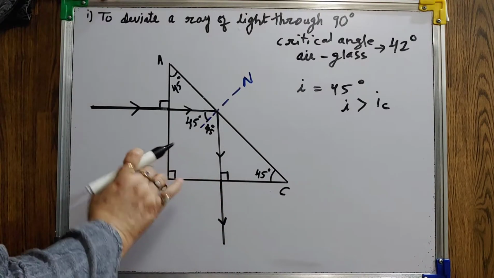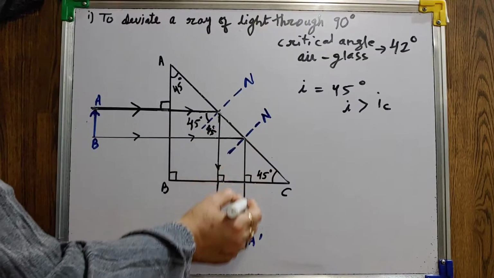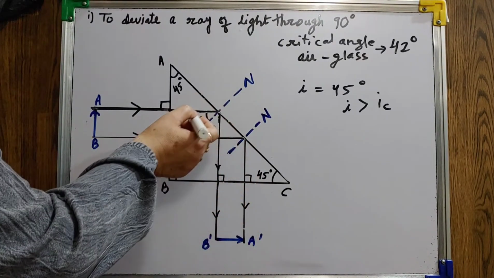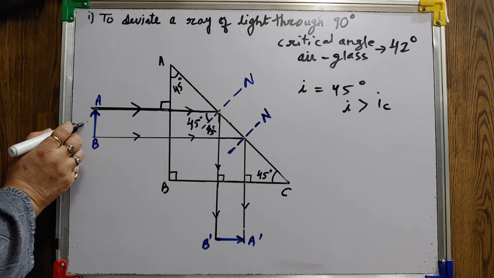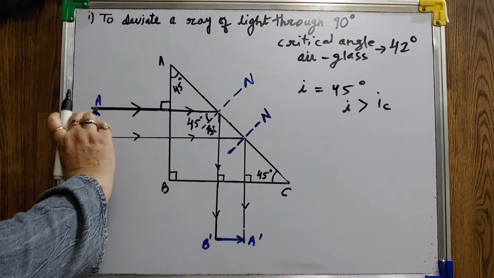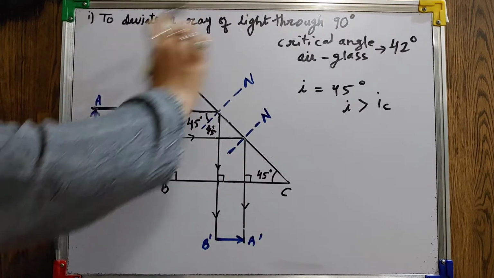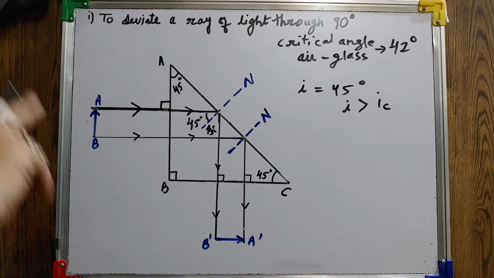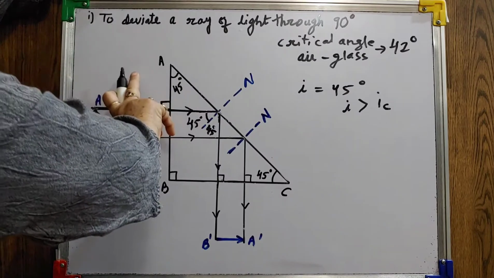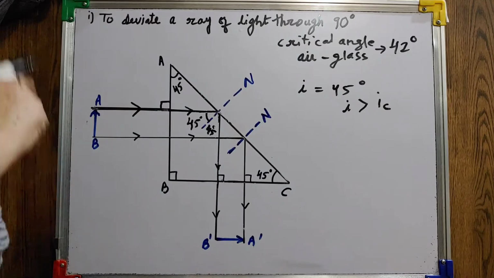Same way we can draw one more ray. Students, just see, I have drawn the second ray also the same way. I have deviated it through 90 degrees. Now if this is my object, this is my image. So the image has rotated 90 degrees. That's why we say the ray of light has deviated through 90 degrees. This kind of reflecting prism is used in a periscope instead of a plane mirror.